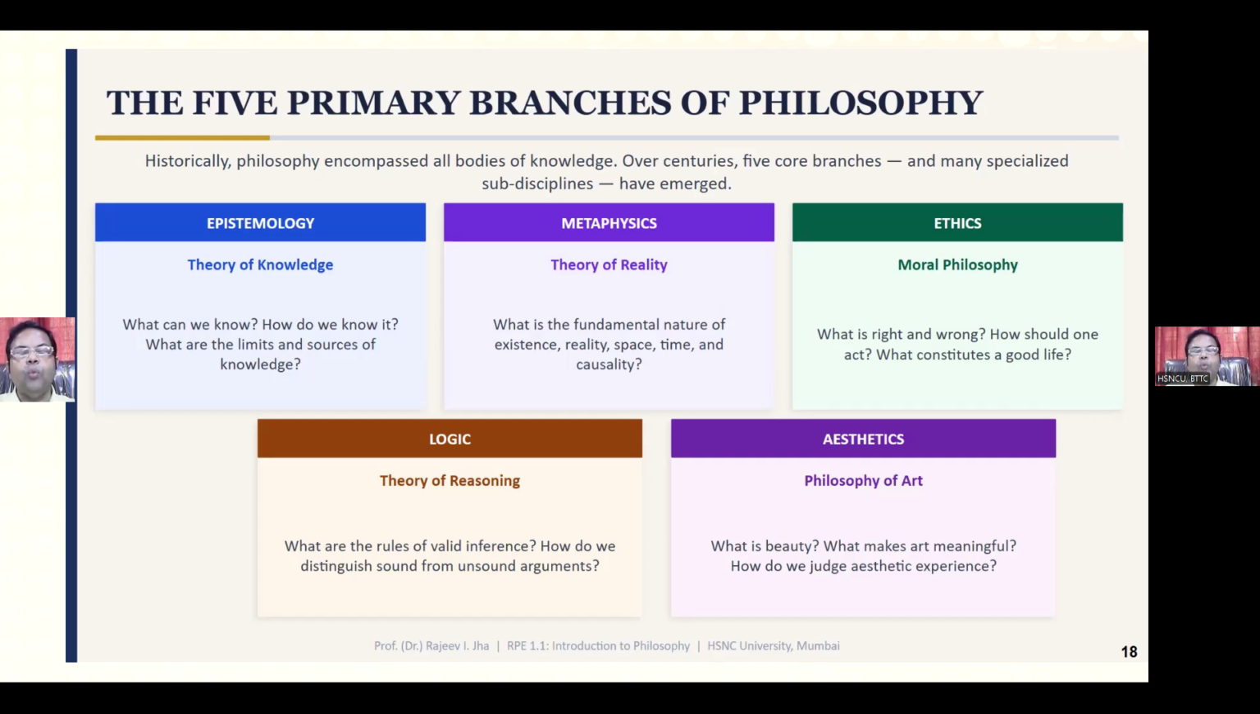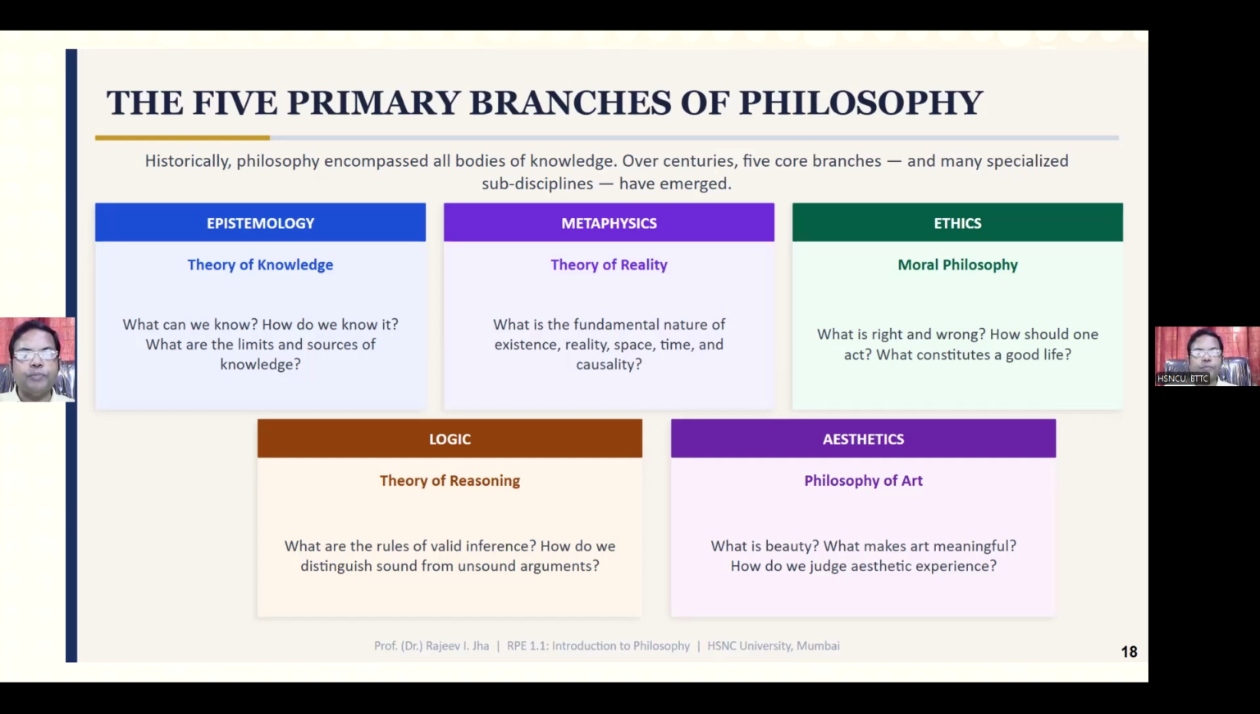Logic asks about valid reasoning, how to build sound arguments, and aesthetics asks about beauty and art, how we experience and evaluate the beautiful. Each of these has its own subdisciplines and its own engagement with virtually every other field of human inquiry. In the next 5 slides, we will examine each branch in depth with cross-disciplinary examples.